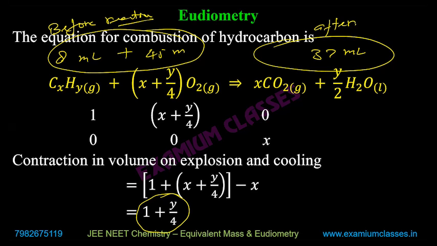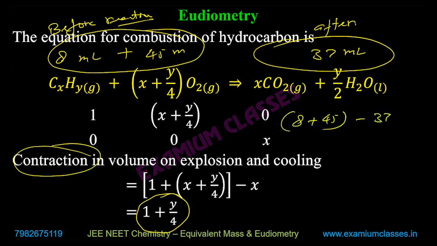It means what is the contraction? This contraction, before is 8 plus 45, and after was 37. This should be equal to 1 plus y by 4. Am I clear or not what I am saying? If there is any confusion, sir, let me know. Yes, sir.